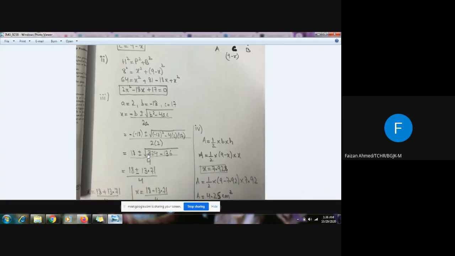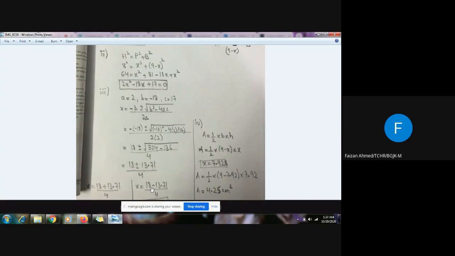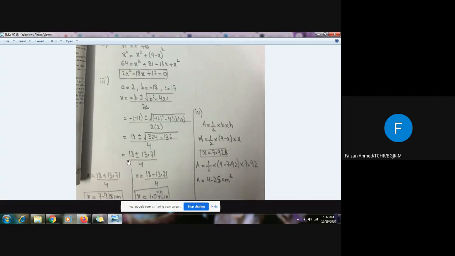The first one, 324 minus 136, and the answer will be 188, and I will have to take the square root of this. It will be 13.71, and since I have two possibilities, one with the positive sign and the other with the negative sign, 18 plus 13.71 divided by 4 will give me 7.928 centimeter, and the other value of x is 18 minus 13.71 upon 4, x will be 1.072 centimeter. So I have two values of x, both are positive, so I have to take them both.